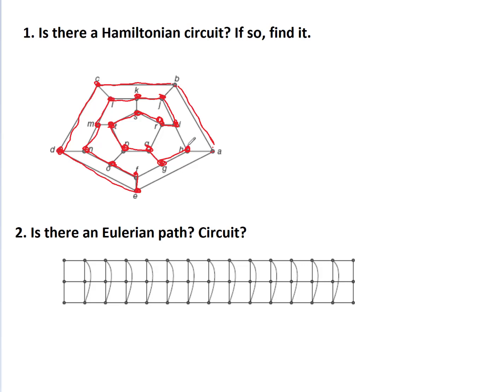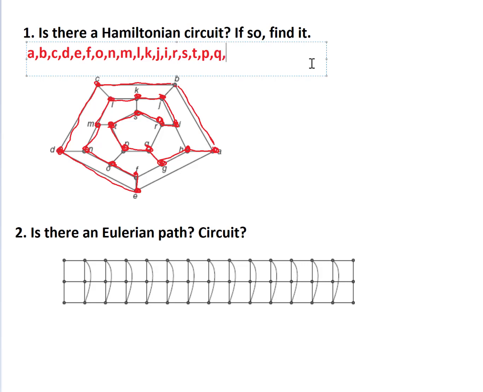So that covered all the vertices, and if I want to start and stop where I ended, I'm right there back at A. So we could list this, and if we want to list the vertices here, it would be A, B, C, D, E, F, O, N, M, L, K, J. Then we did I, R, S. Let me make a bit more space here. T, P, Q, G, H, and back to A.